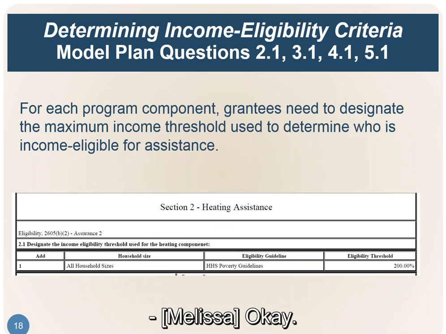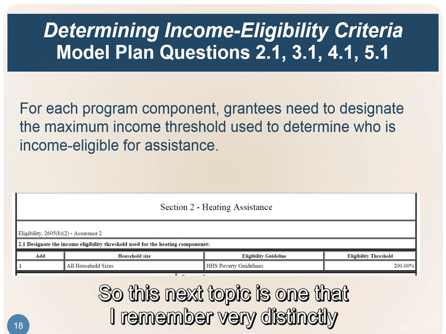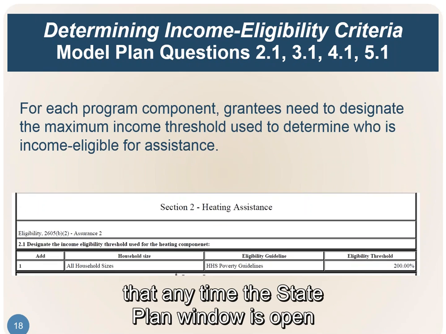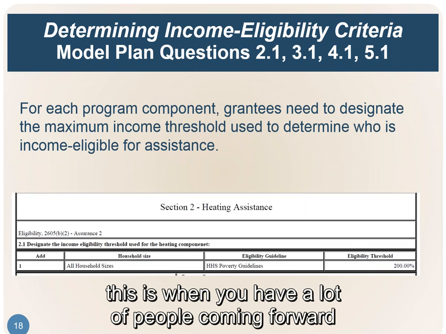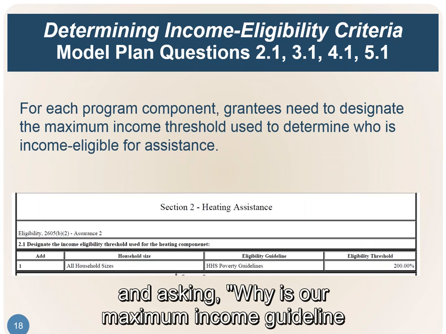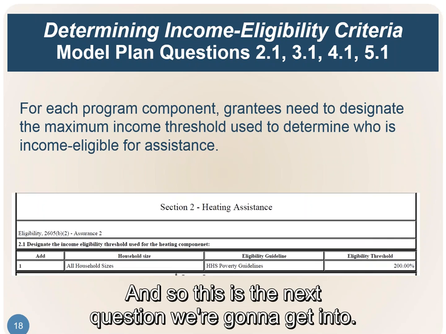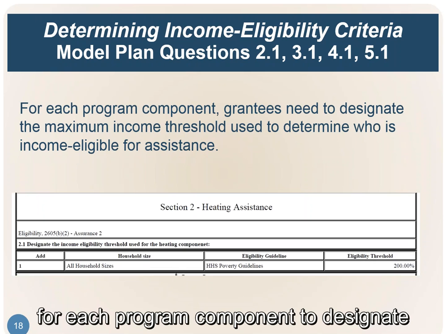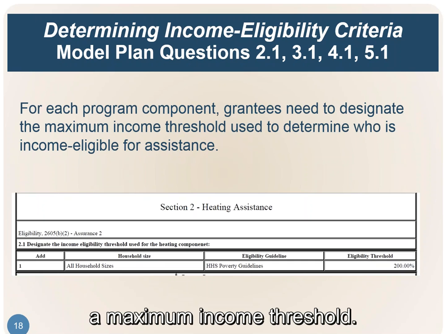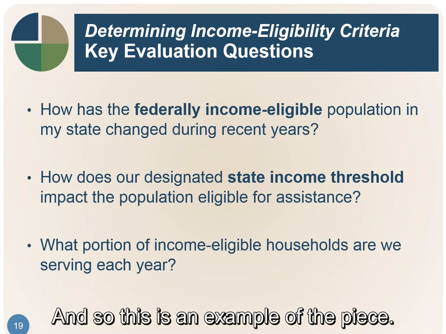Okay. So this next topic is one that I remember very distinctly as a state coordinator, and I've heard from others that any time the state plan window is open, you have a lot of people coming forward and asking, why is our maximum income guideline so high, or why is it so low? So this is the next question we're going to get into. In the state plan, you're asked for each program component to designate a maximum income threshold, and this is an example of that piece.